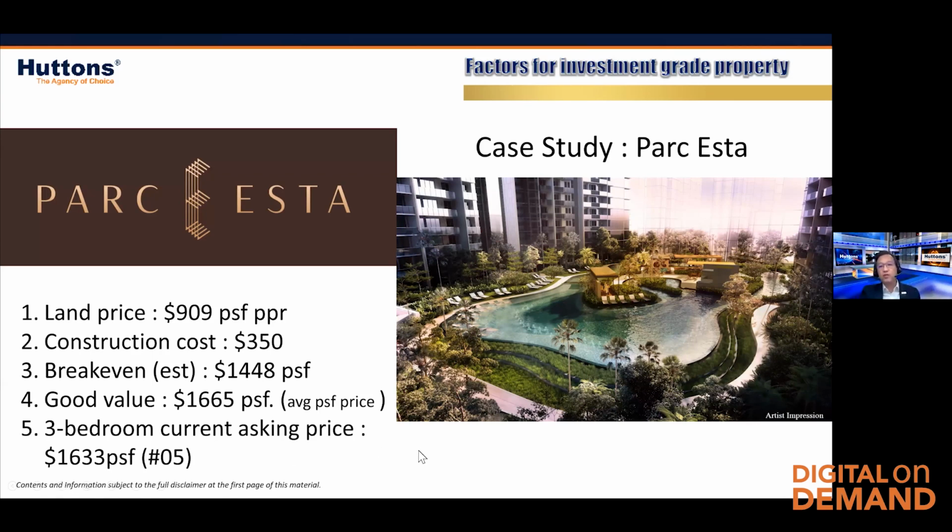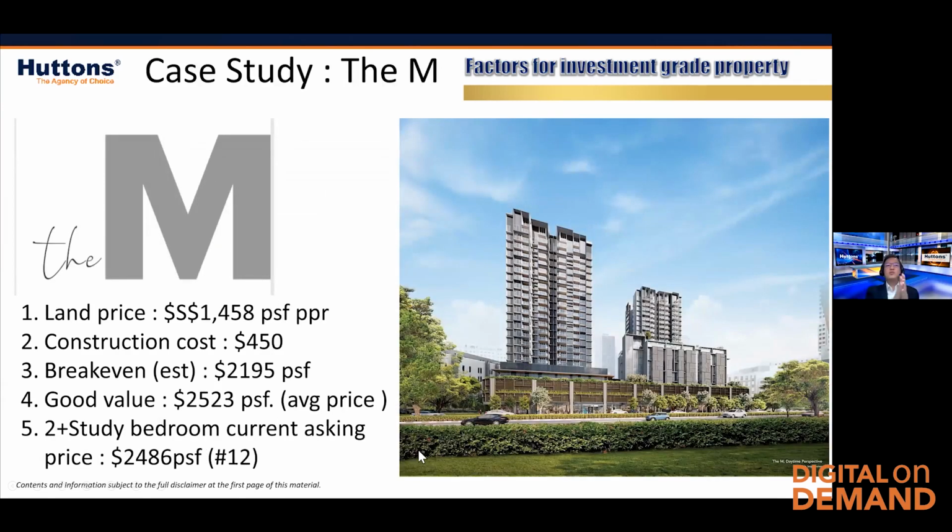The next case study I want to cover is called an M. For the M, the land price is 1450. This is in the CCR area, the core central area. The construction cost, because it is in the CCR area, we put at 450. Break even, plus miscellaneous cost, we estimate at 2195 per square foot. Good value is around 2523 per square foot.